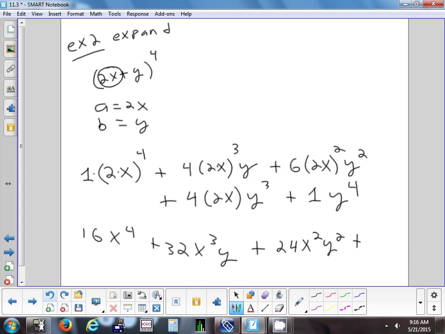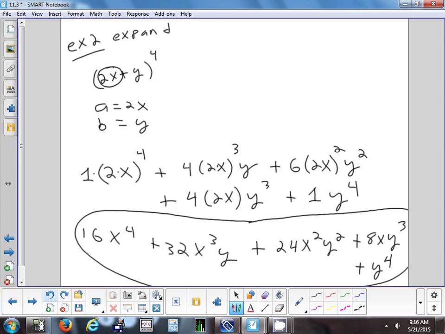Okay, next one. There's no power to do out on the 2x this time, so it's just 4 times 2 is 8xy cubed. And then the last one, there's nothing to do out. Just write it as y to the 4th. Questions on that? Okay, again, notice once you do it out, you don't have that nice symmetry anymore. Like the 1, 4, 6, 4, 1, they change a little bit.